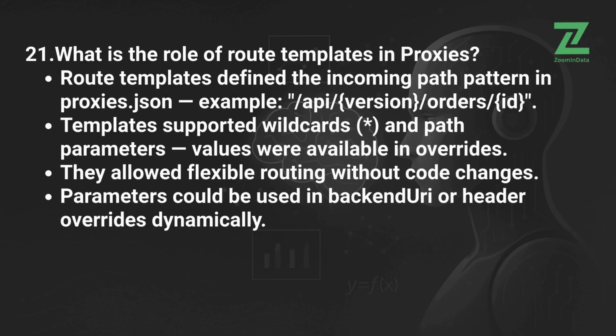What is the role of route templates in proxies? Route templates define the incoming path pattern in proxies.json. Example: /api/{version}/orders/{id}. Templates supported wildcards, asterisk, and path parameters. Values were available in overrides. They allowed flexible routing without code changes. Parameters could be used in backend URI or header overrides dynamically.